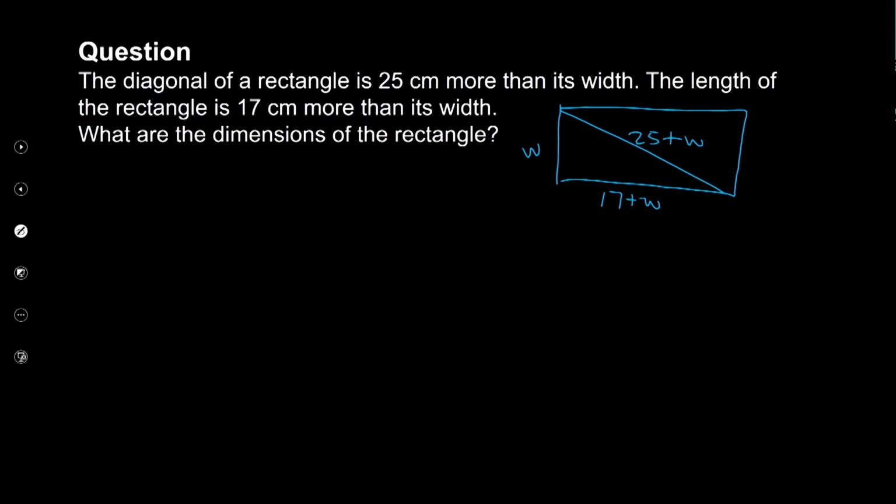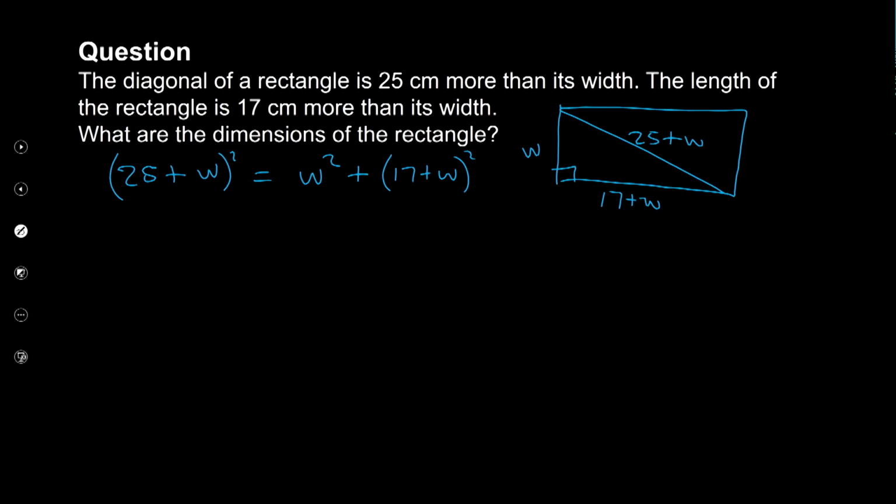Already you know that a rectangle has a 90-degree angle there, so I'm going to use Pythagoras' theorem. This will give me (25 + w) all squared is equal to w squared plus (17 + w) all squared. So the only thing I have is w that I'm going to use to find all the dimensions. So to do that, I will find what this is.